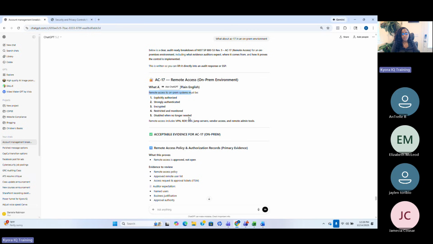Okay, so remote access to on-prem systems must be explicitly authorized, strongly authenticated, encrypted, restricted, and monitored, and disabled when no longer needed. Remote access includes VPN, RDP, SSH, jump service, vendor access, and remote admin tools.